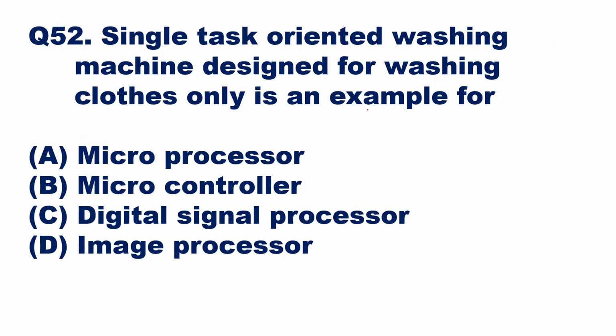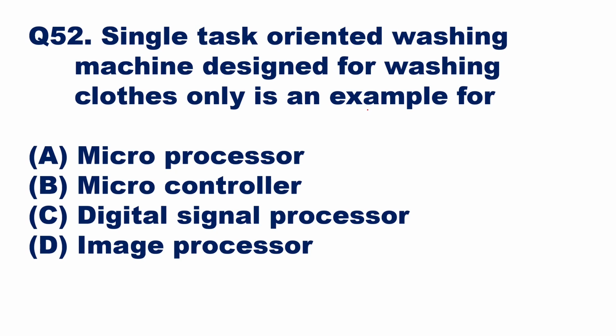Single task oriented washing machine designed for washing clothes only is an example for. Now in a washing machine, we can use microprocessors also, we can use microcontroller also. But here the statement is single task oriented washing machine. So if it is single task oriented, having only one application of washing clothes, then we can come under the category of embedded system. And for embedded system, we can use a microcontroller.